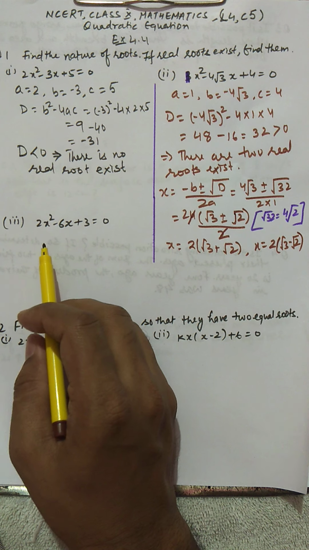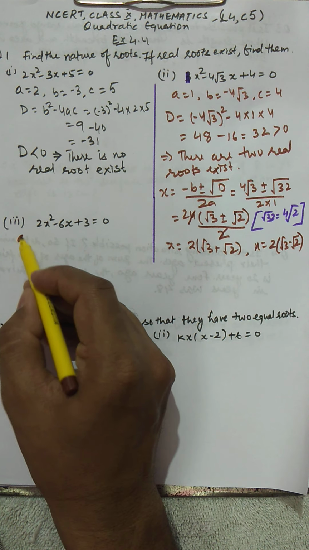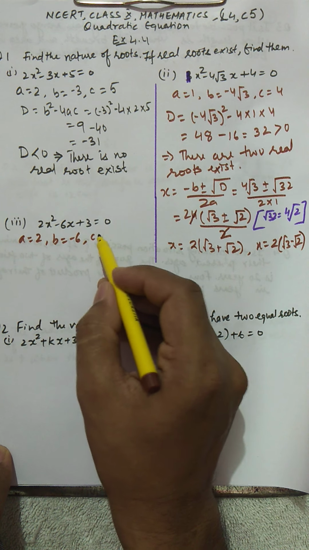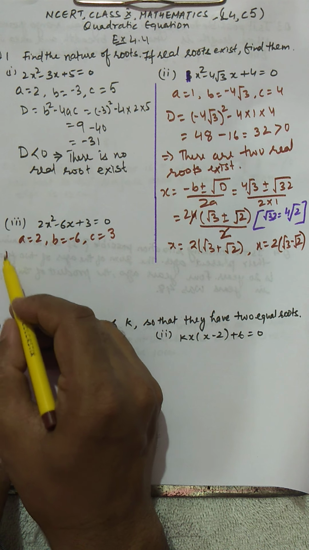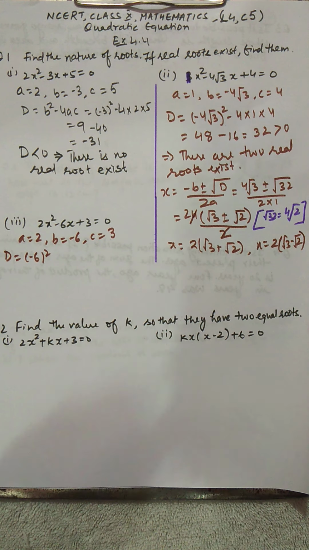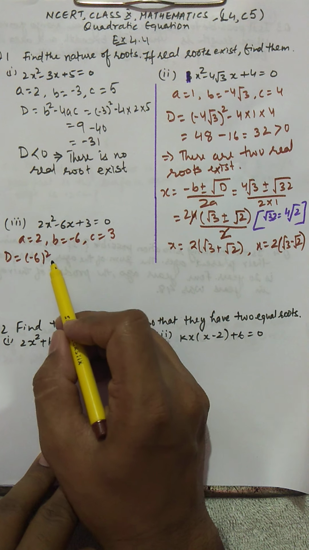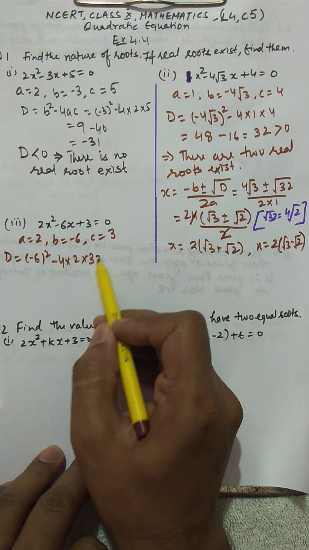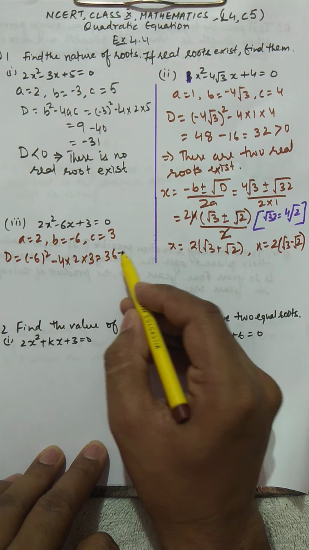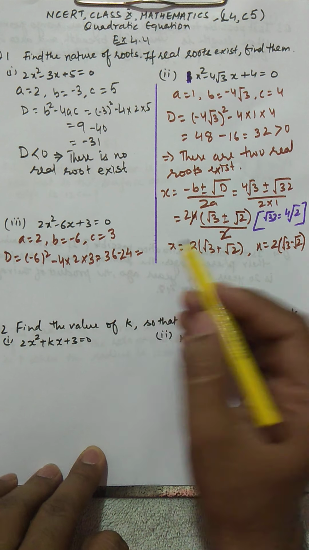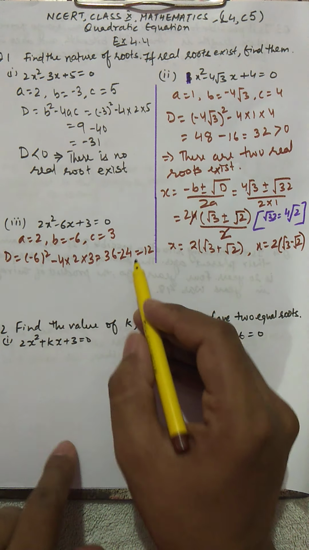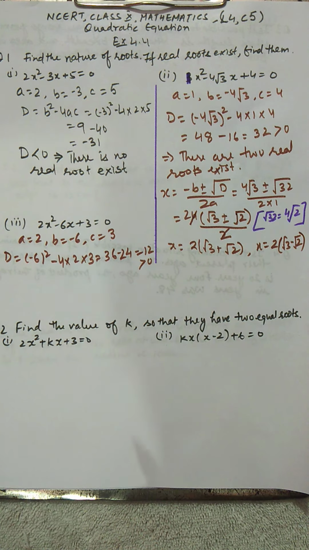Now come to this third part, 2x square minus 6x plus 3. So you can see a is 2, b is minus 6, and c is 3. So your D will be b square, which is minus 6 square. So D will be this b square minus 4 into 2 into 3, that is 36, and this is 4 eights are 8, 8 threes are 24. So this is 36 minus 24, and you know that the difference is 12. So your D has come 12, and you see that D is greater than 0. It means there are two real roots.